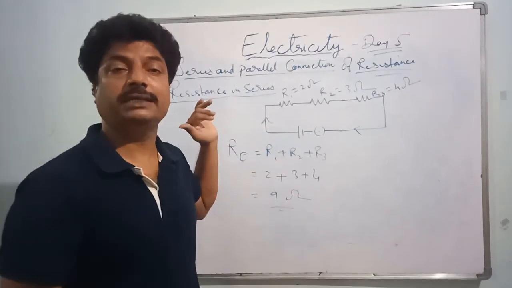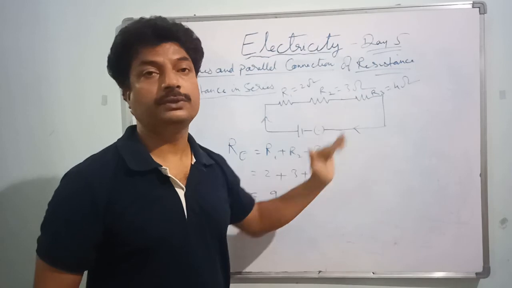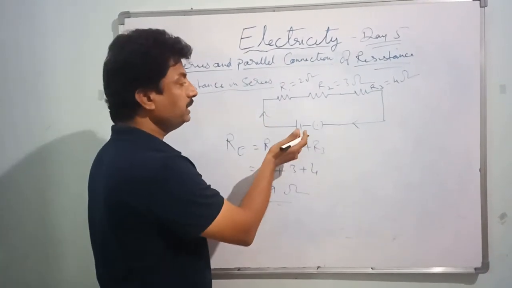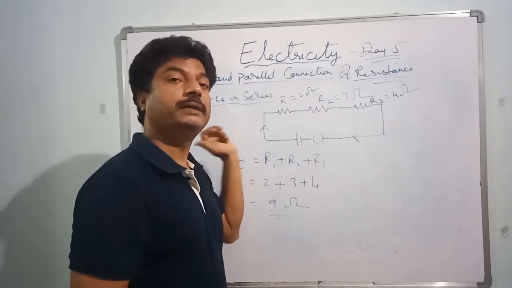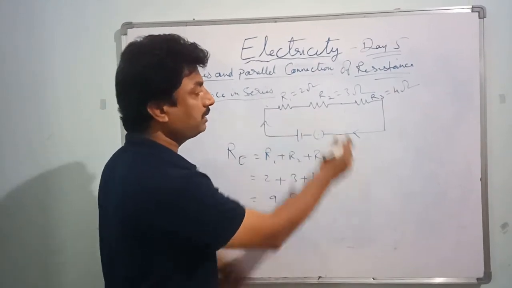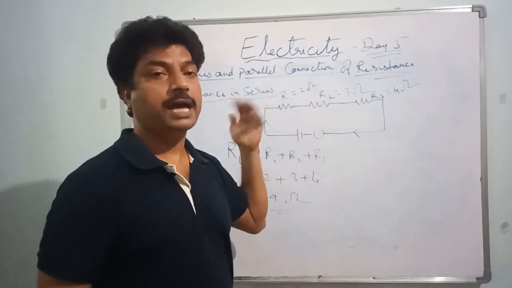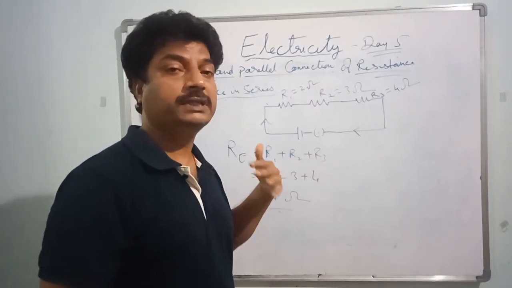Series is very easy; you just have to add them. You only need to remember that in series the current remains the same and the voltage divides. So you just add up all the resistors connected in series. This will be simple for you. Let us go to the parallel connection.